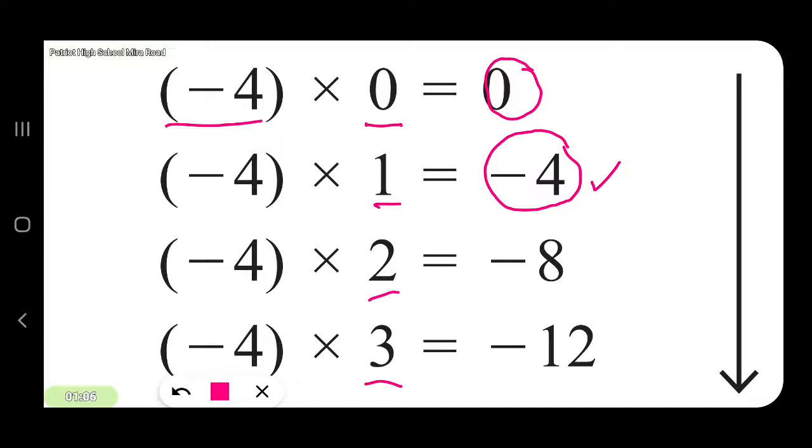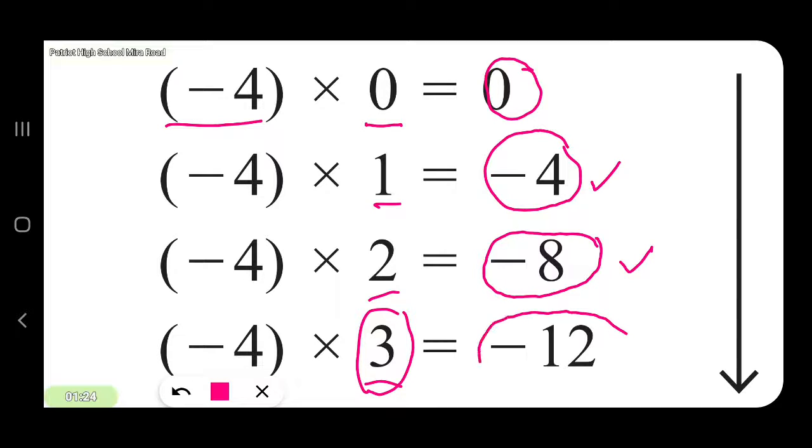The next time you take 2 as the multiplier, 2 has increased by 1, but the product has decreased by 4 again. So minus 4 is minus 8. Multiplier increased by 1, product again decreased by 4, so it is minus 12.